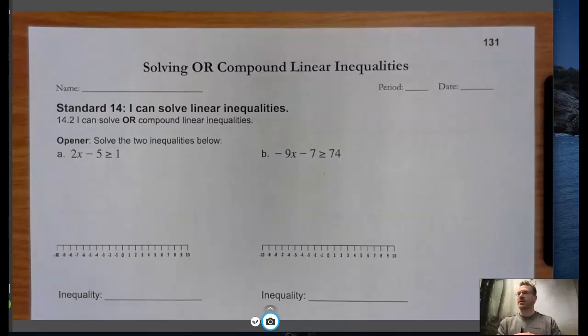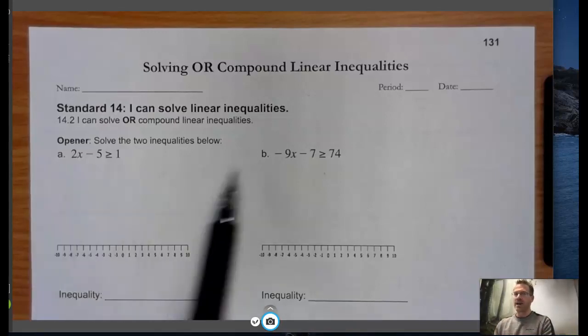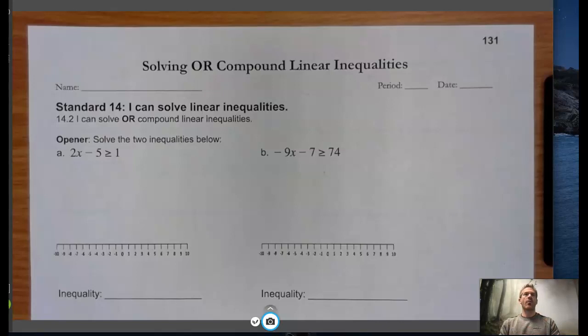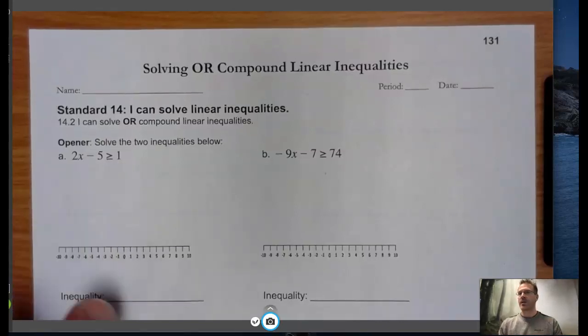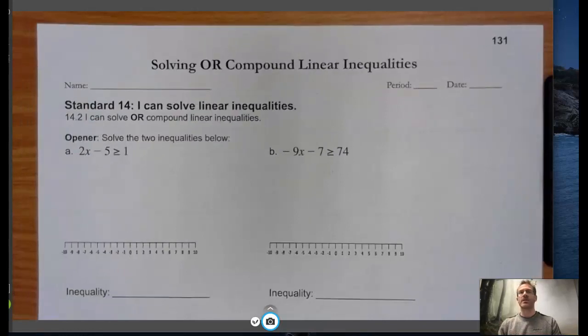So to get you thinking, let's do the opener here. There are two different inequalities that I want you to solve. Solve part A and part B. Pause the video, work both those problems, draw your answer on your number line, and write the inequality that represents that. Turn the video back on, and we'll see how you did.